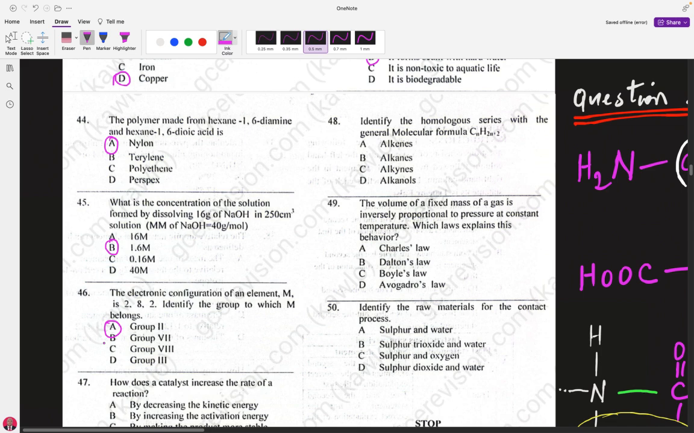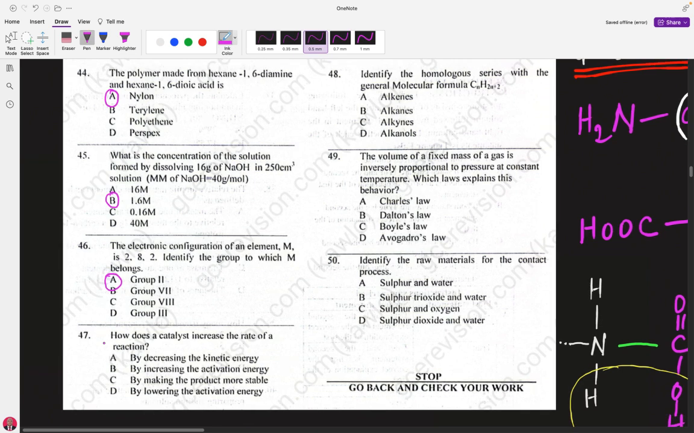Let's go to 47. How does a catalyst increase the rate of a reaction? Well, I know you must have treated rate of chemical reaction. There are many factors that influence the rate of chemical reaction. We have the temperature, we have the catalyst, we have concentration, we have pressure in terms of gaseous reactions, and many others.